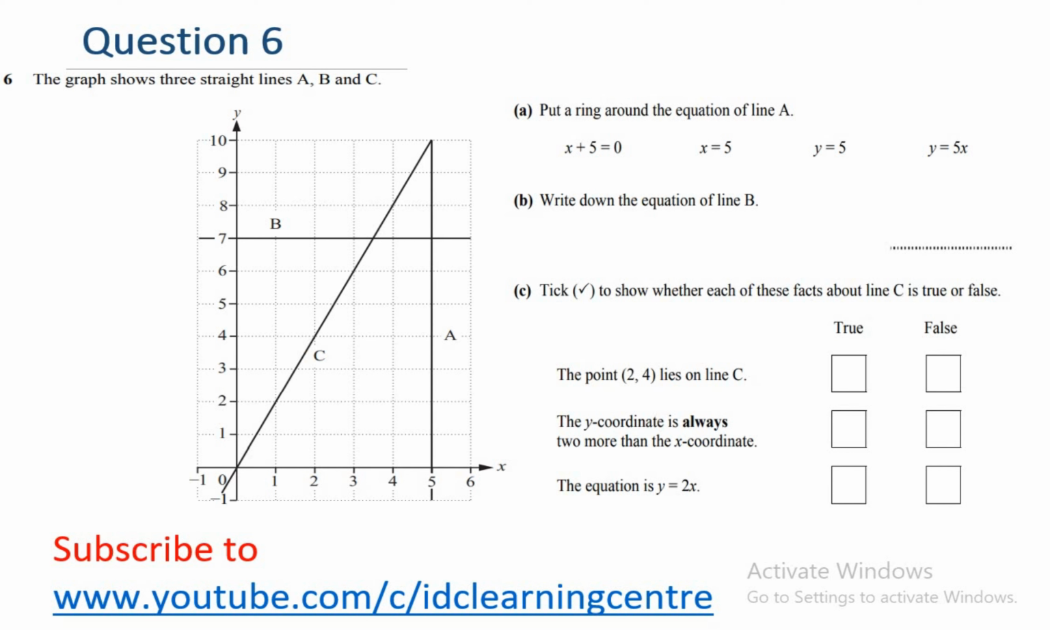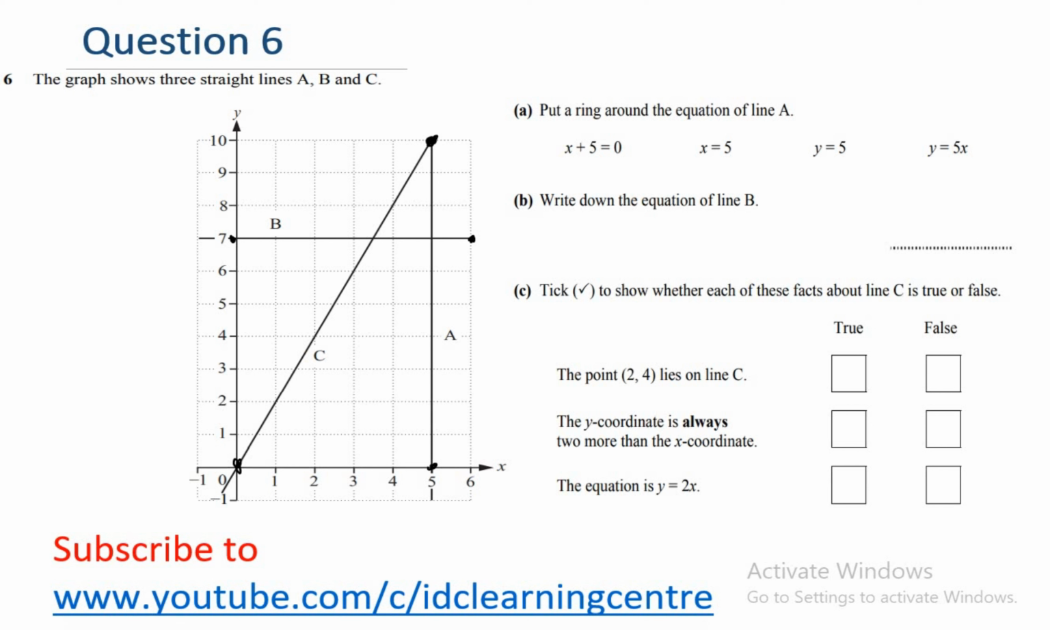Question 6 says, the graph shows 3 straight lines. Okay, A, B, and C. From this point to this point is A. B is from this point to this point. Then C is from this point down to this point. Put a ring around the equation for line A.